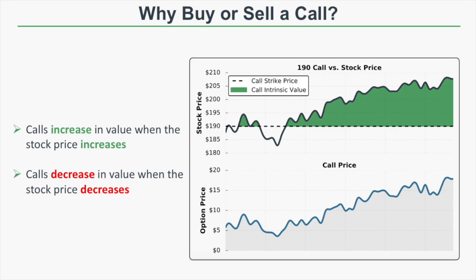Well, the answer is that let's say there's 30 days left until this call option expires. That means there's 30 days left for the stock price to increase and therefore the call price to increase. So when an option is out of the money, so when a call's strike price is above the current stock price, that option might not be worthless because there's still time for that option to become valuable before it expires.